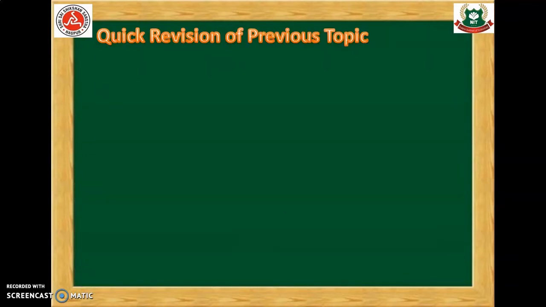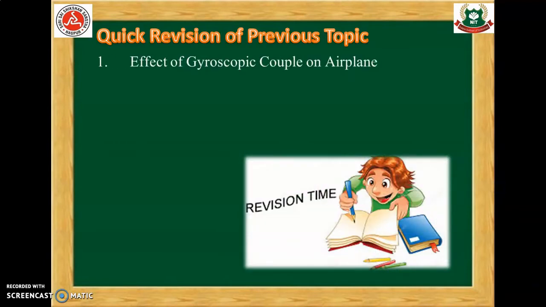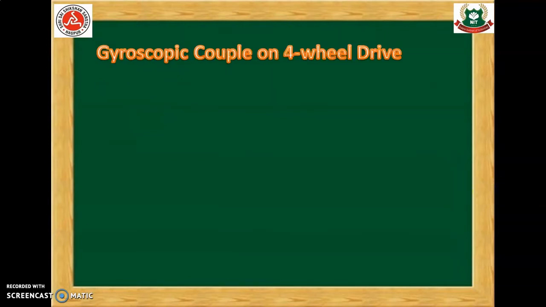Let's have a quick revision of the previous topics. We have learned the effect of gyroscopic couple on airplane. The second thing is we have solved two numericals of gyroscopic couple on airplane. Let us see the gyroscopic couple on four-wheel drive.